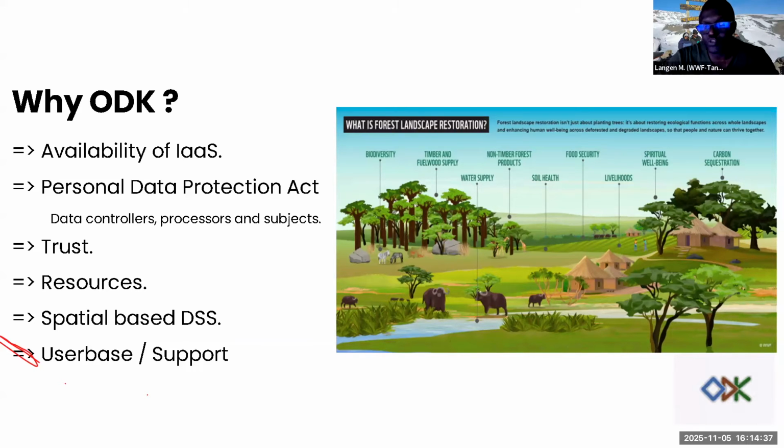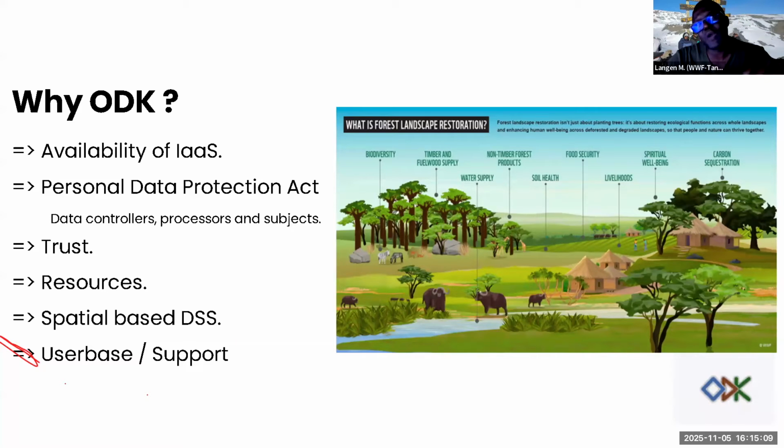So looking at data controllers and data processing subjects, even if you as WWF and other international organizations want to host the data outside, you still have to pay these licenses so that they can come and see how you protect the data, the agreements and everything. That's where it's important to host the data locally. The trust: Tanzania is a socialist, not capitalist, kind of government. So they see things within Tanzania as more trustworthy than the others.